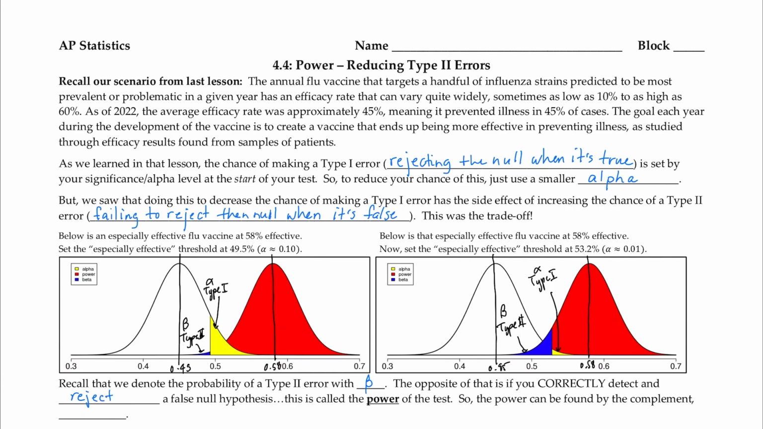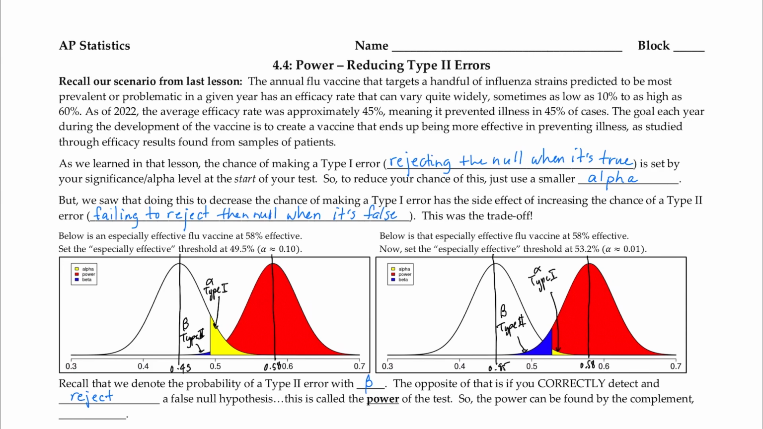Okay, so beta, that's the probability of failing to reject when the null is false. So what's the probability that you do recognize it is a false null hypothesis and you reject it? You do the good thing. Well, that's what we call the power of the test.